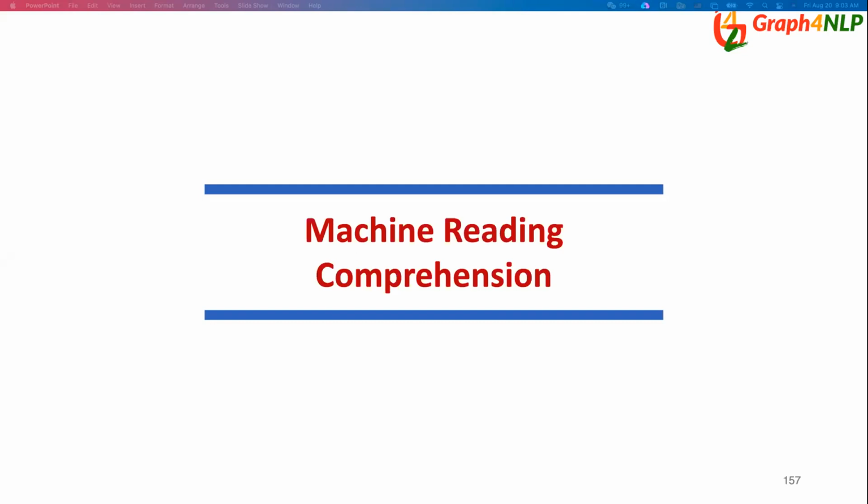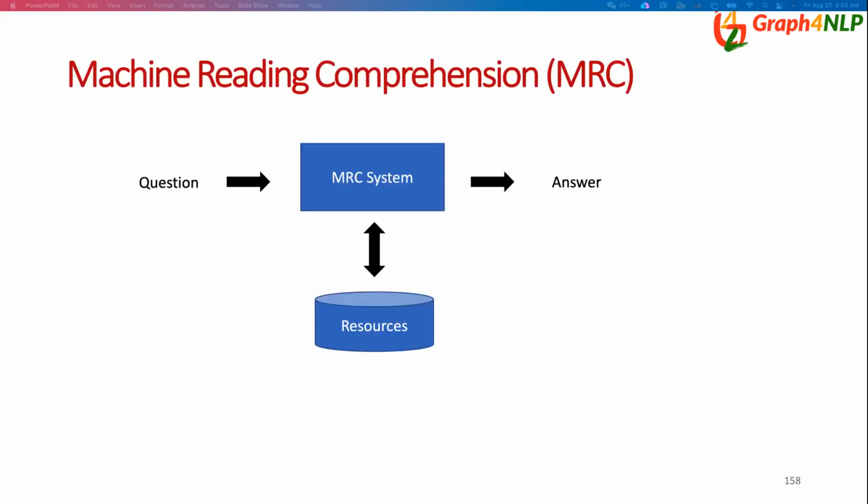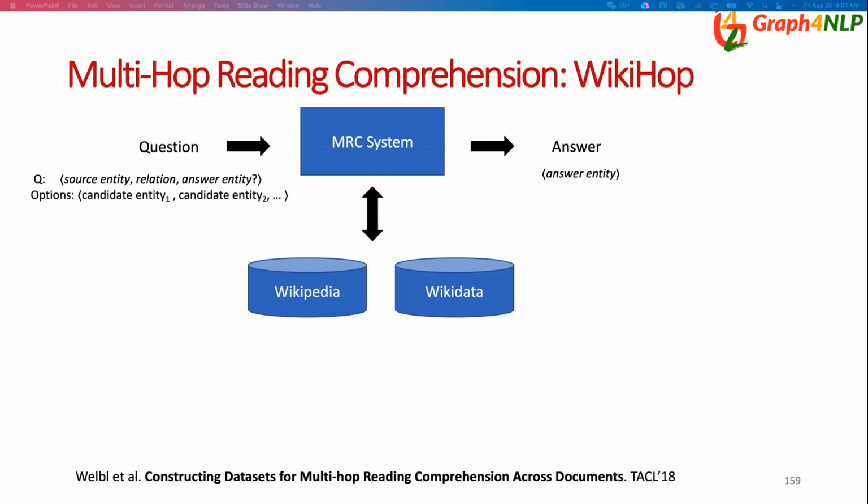So another common NLP task where graph neural networks are found useful is machine reading comprehension. What is machine reading comprehension? It is the task of, given a question in natural language and an unstructured or semi-structured resource, extracting an answer or selecting a correct answer from a given list. A particularly challenging machine reading comprehension task is what we call multi-hop reading comprehension, in which the answers can only be obtained based on reasoning across multiple documents.